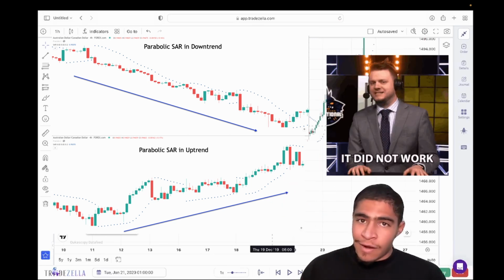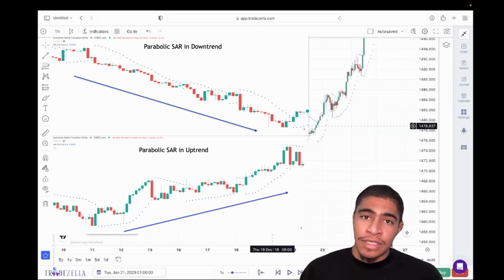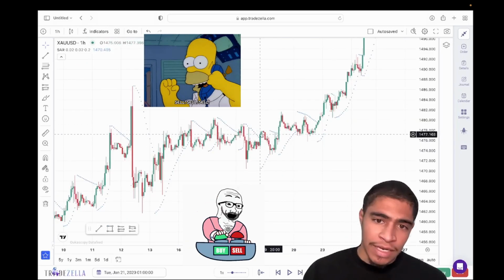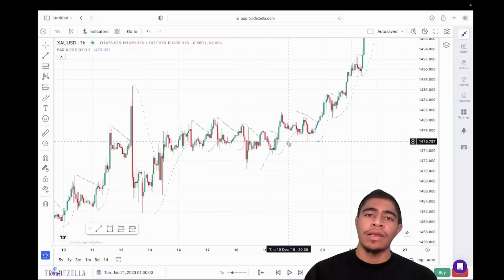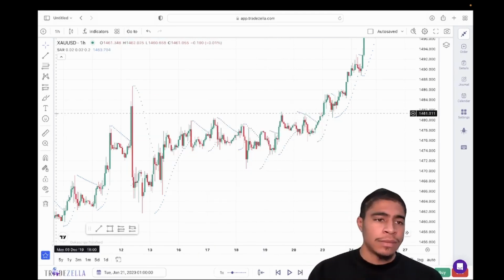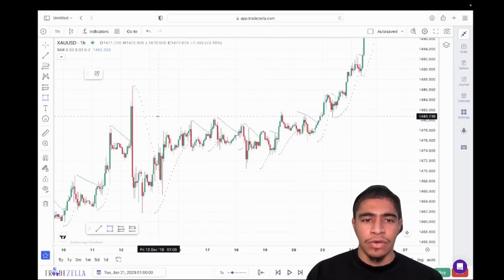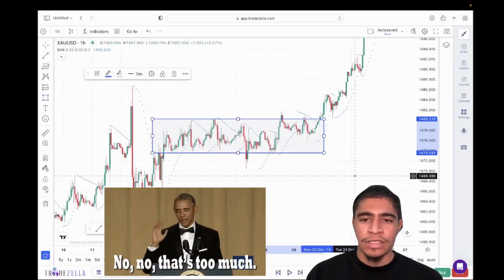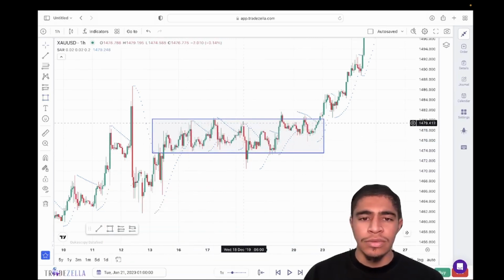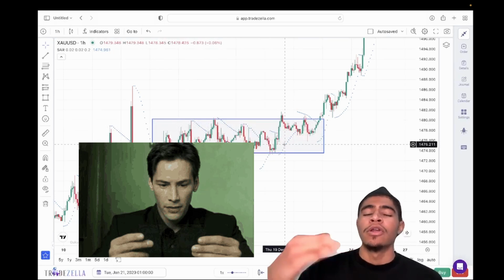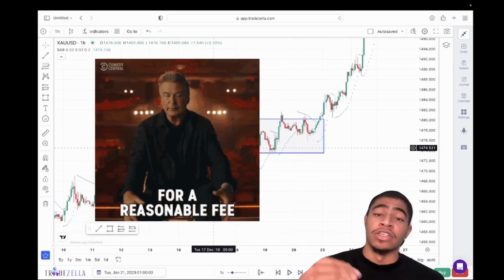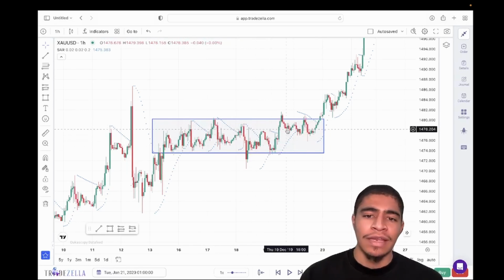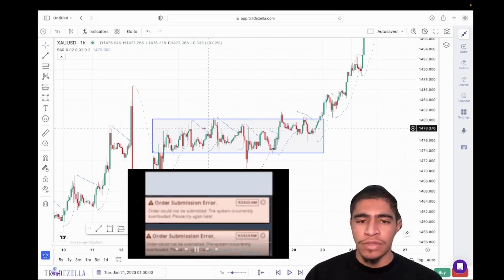Now, when does it not work? Well, the Parabolic SAR sucks in consolidation because it gives too many indications to buy, sell, buy, sell, buy, sell, and you're not going to make much money off of those. So, for example, here we have some consolidation. We're going to highlight it. And you can see we're getting way too many indications to buy and sell here. All you would do is just lose money here due to brokerage fees, the spread, and just the lack of momentum that you're getting out of any of these trades. You wouldn't want to use it in consolidation.